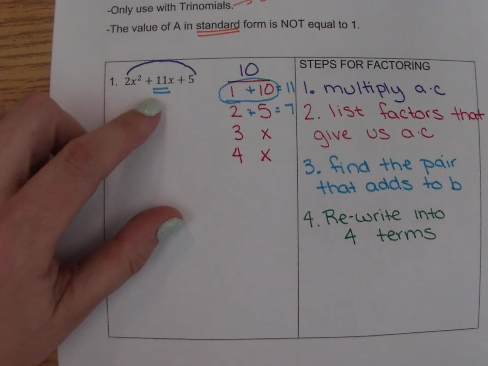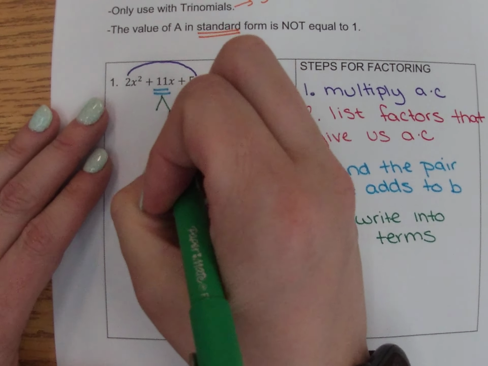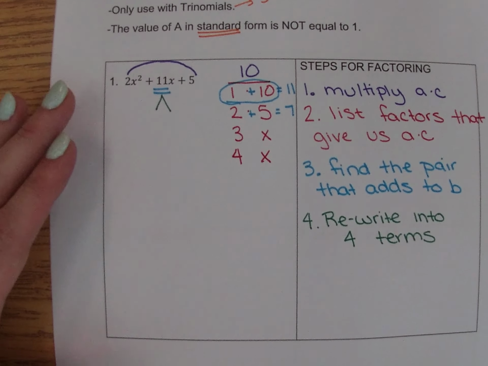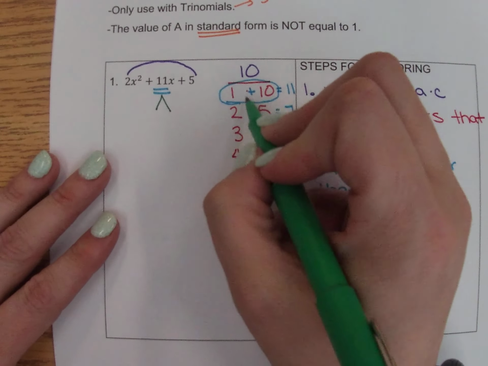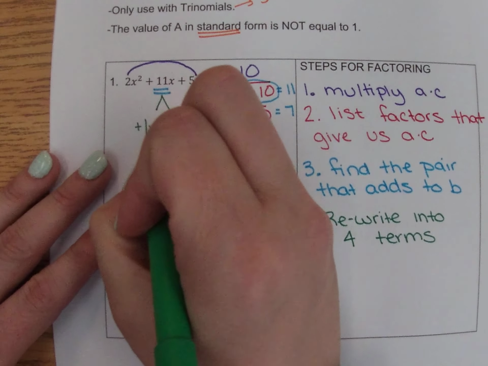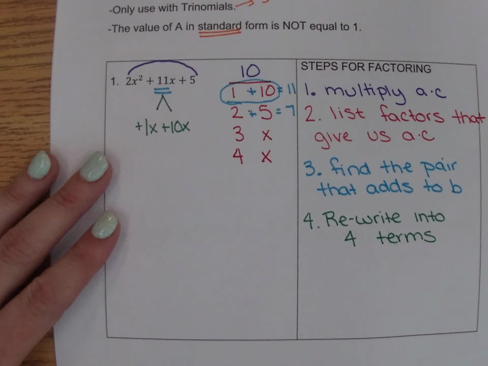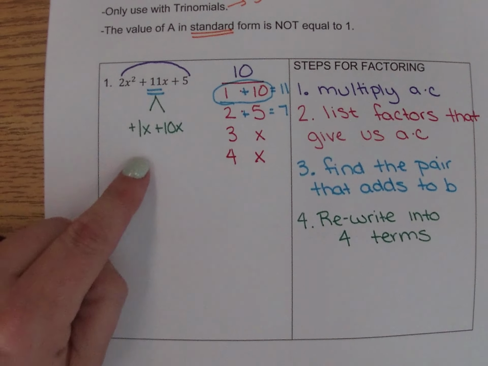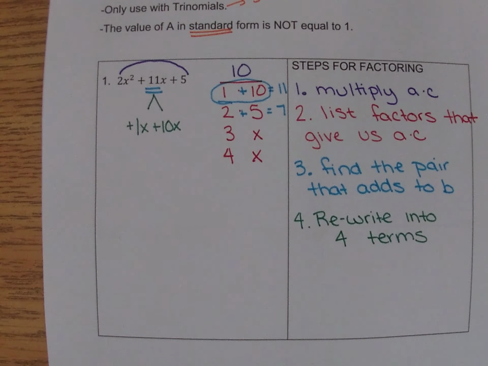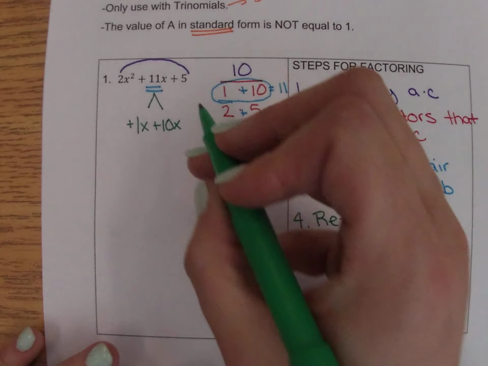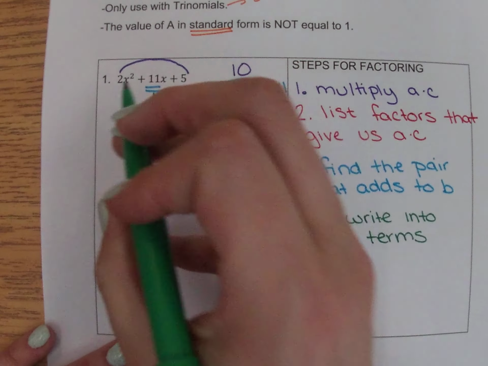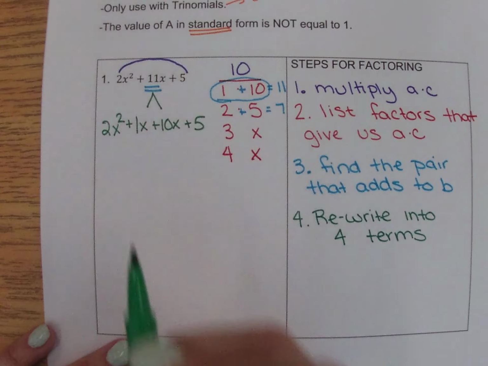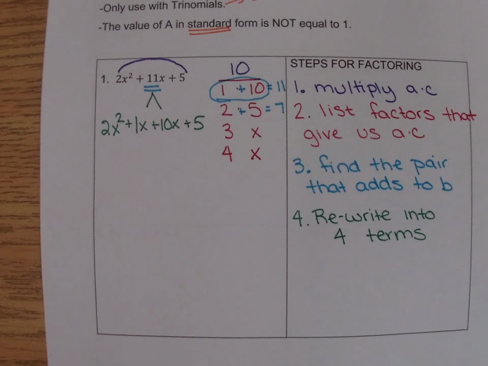So I'm going to take this b value and I'm going to split it up into 2 different pieces. So instead of saying 11x, I'm going to pick my 2 numbers that I picked and I'm going to make that a positive 1x and a positive 10x because 1x plus 10x is 11x, right? I'm still representing the value 11x. I'm just representing it in a different way. Now my c value is going to come straight down. And my ax squared is going to come straight down as well. So I'm still talking about the same value. I just have it written in a different way.